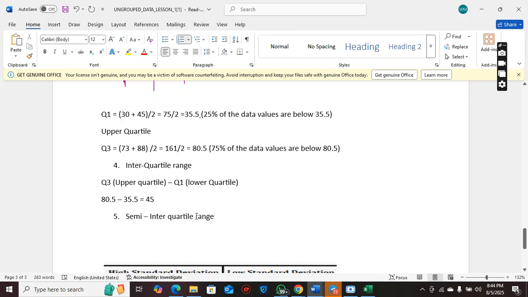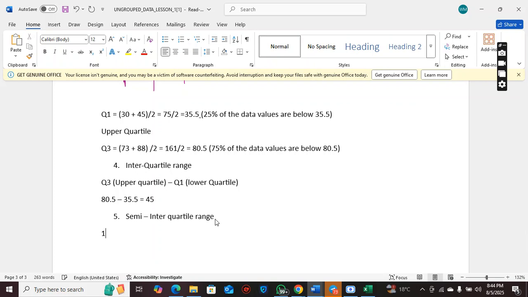Then the next part, the semi-interquartile range. It's just the same here, it's only that we're dividing this quartile range by 2. The semi-interquartile range is just the interquartile range divided by 2. So we already got 45 here, upper quartile minus lower quartile. Half of 45, you get 22.5. Any question?